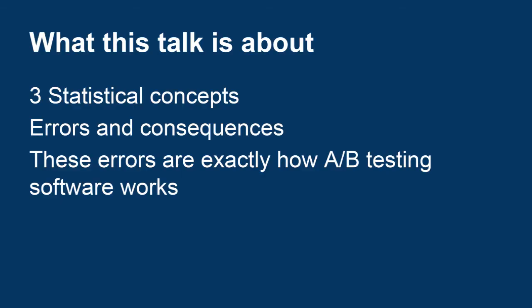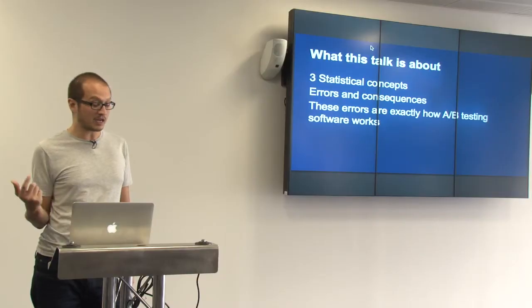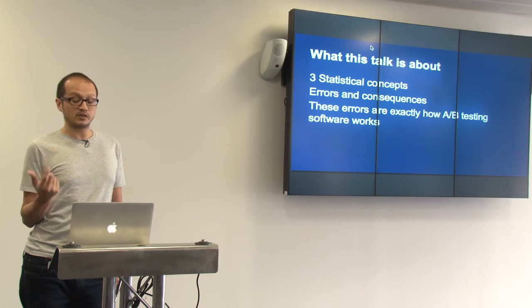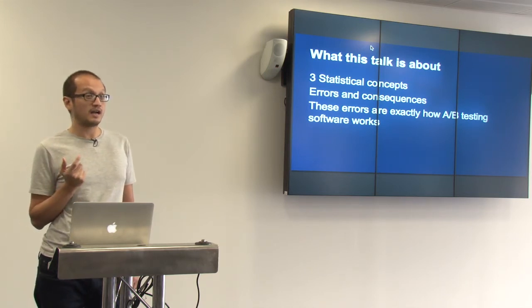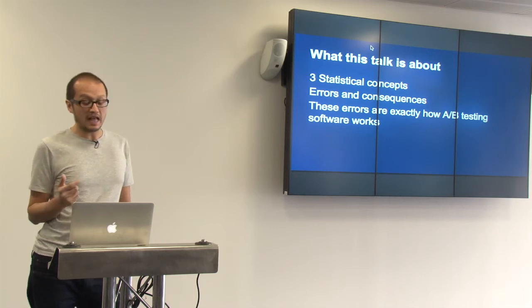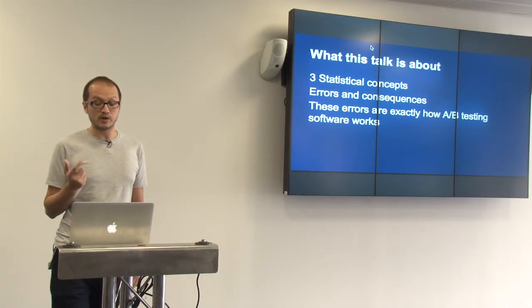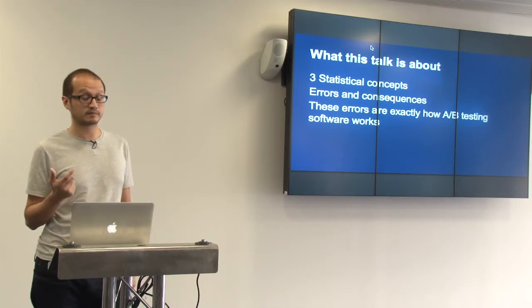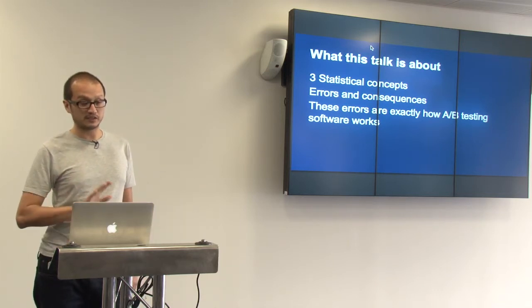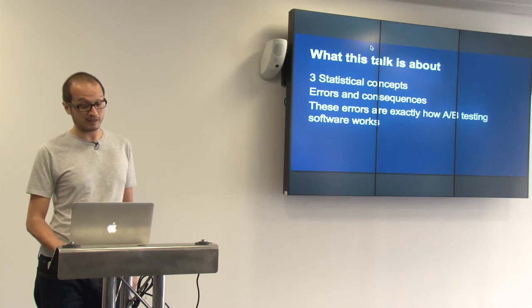The talk really hinges on 3 statistical concepts that I think everyone needs to know. I'll talk about some of the errors that you can make if you don't keep these concepts at the top of your mind. And then I'm going to argue that actually most A/B testing software is designed in such a way that these errors are virtually guaranteed to happen. Because of that, most positive results are actually going to be false. So people are just walking in the dark with this stuff, I think.